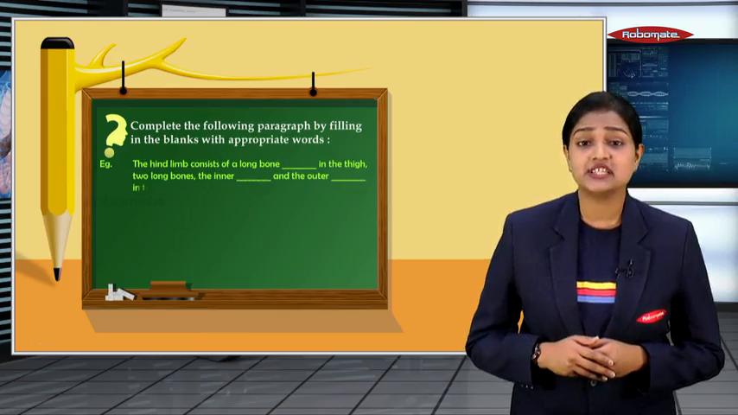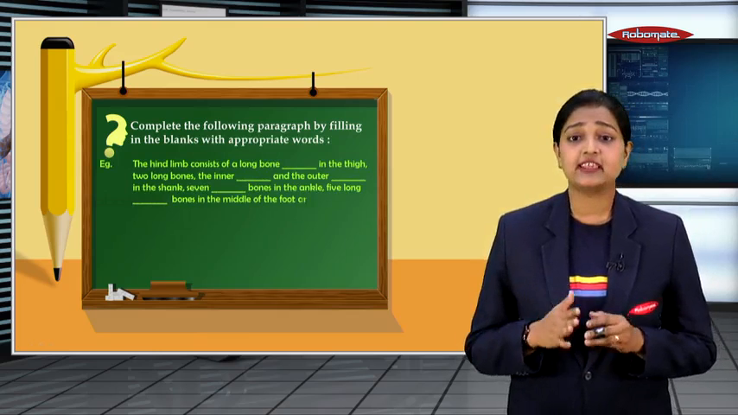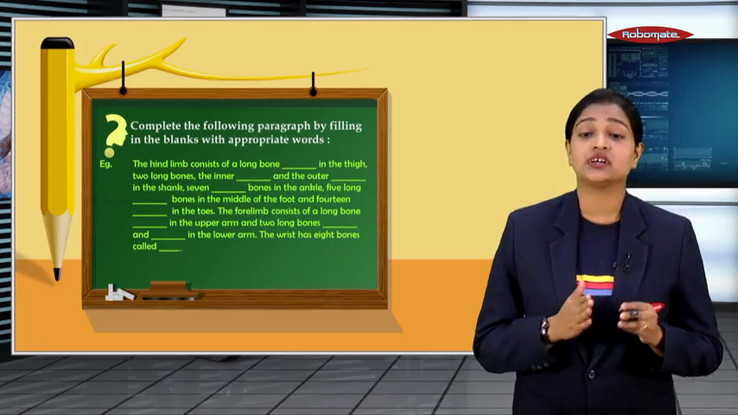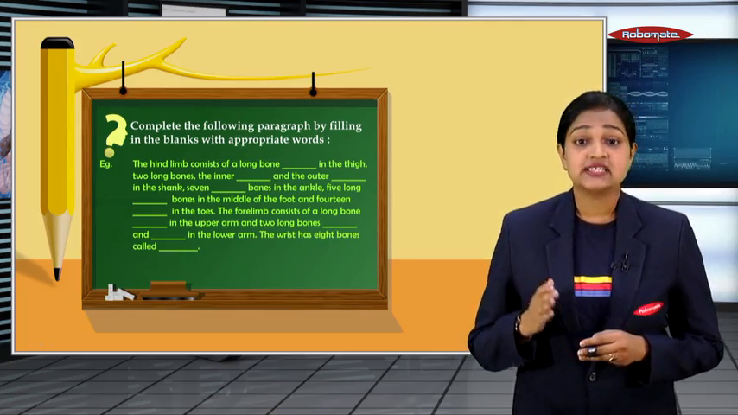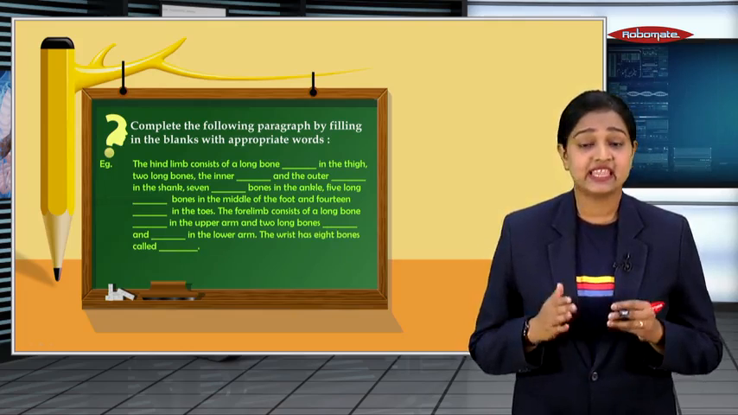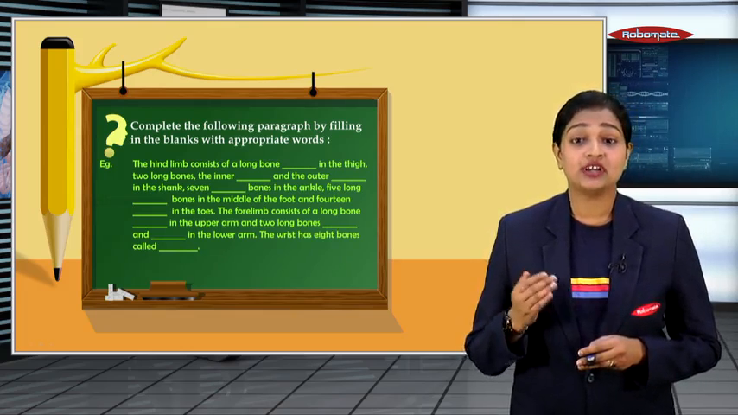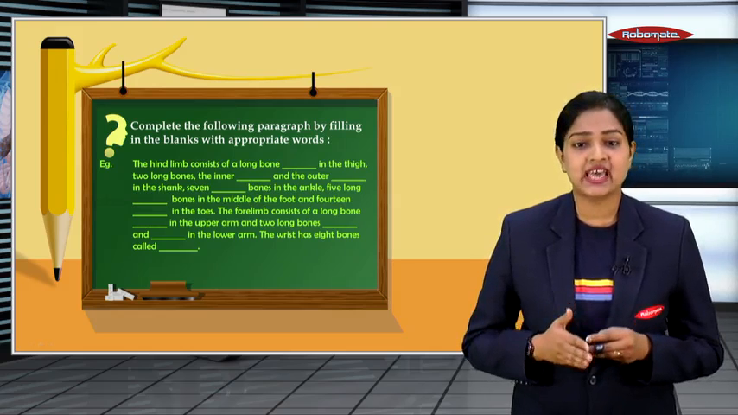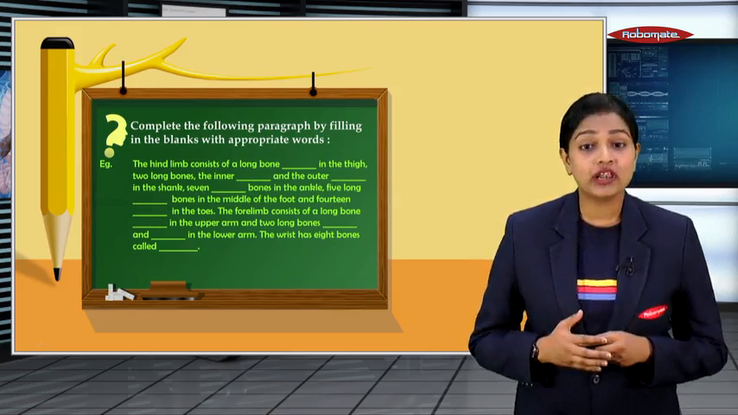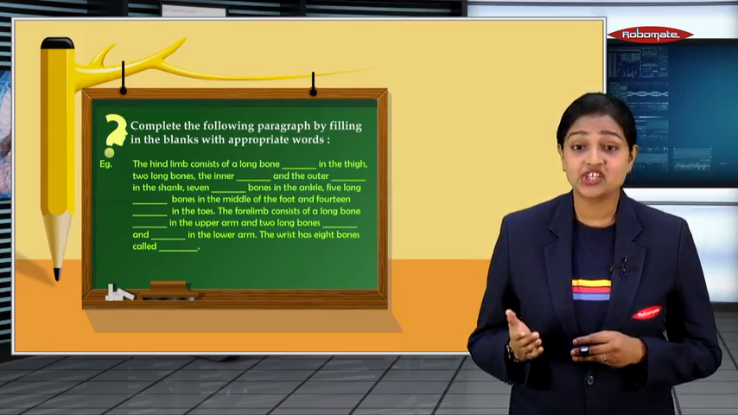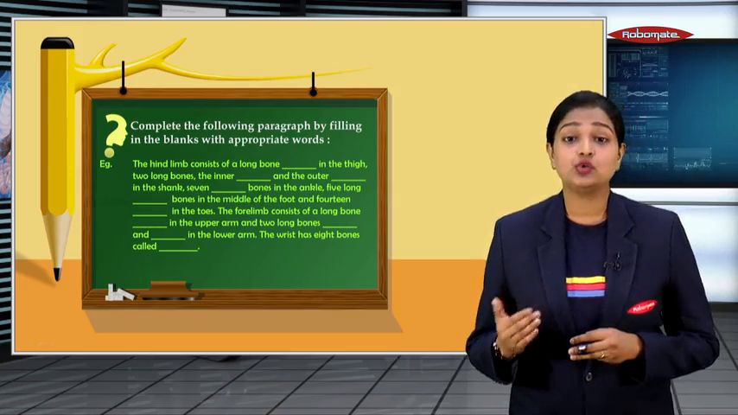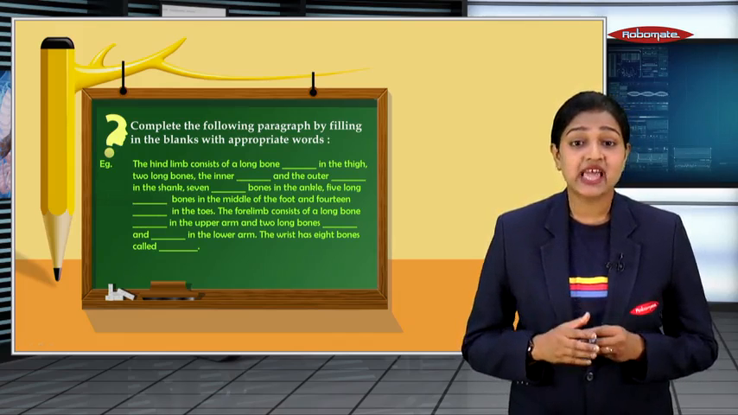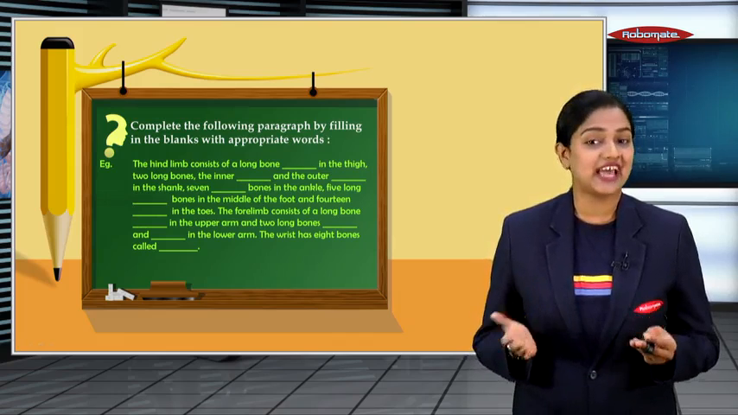the hind limbs consists of a long bone dash in the thigh, 2 long bones, the inner dash and the outer dash in the shank, 7 dash bones in the ankle, 5 long dash bones in the middle of the foot and 14 dash in the toes. The forelimb consists of a long dash in the upper arm and 2 long bone dash and dash in the lower arm. The wrist has 8 bones called dash.